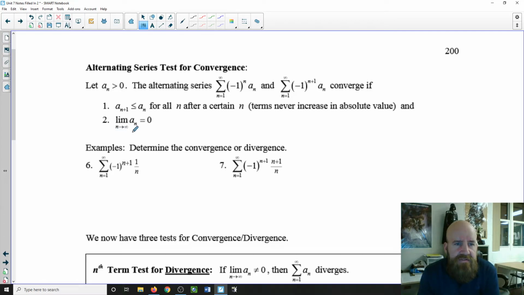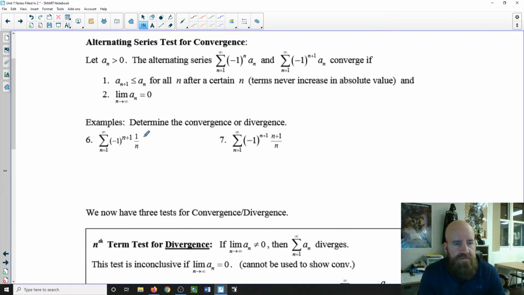The big one is then the limit of the a sub n. So just the part without the negative 1, we're going to take the limit of it as n approaches infinity. And it has to be 0 for us to be able to get value for convergence.